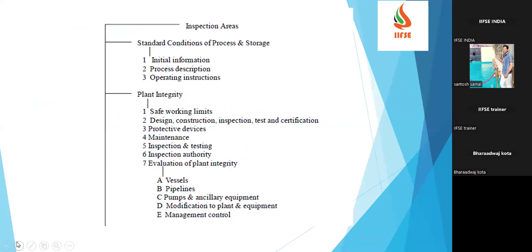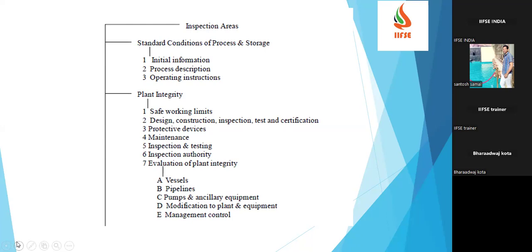We'll see the various kinds of inspection areas. One is the standard conditions of the process and storage. You should know the initial information, process description, and operating instructions, how they do. And with respect to plant integrity, you can inspect the safe working limits of the equipment and also people. What are their limits and what is the limitation of the equipment, in the sense, the capacities.